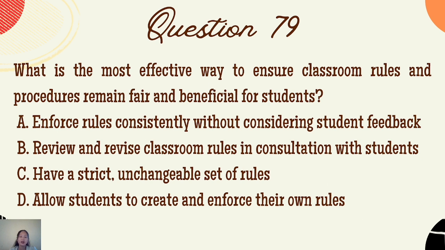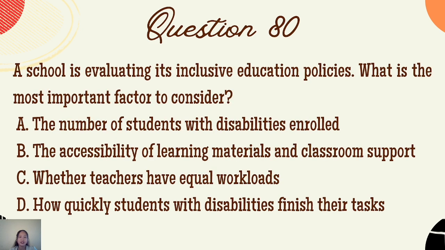So why are the other options wrong? For A, C, and D, top-down or rigid rules decrease student buy-in and cooperation. Next is question number 80.